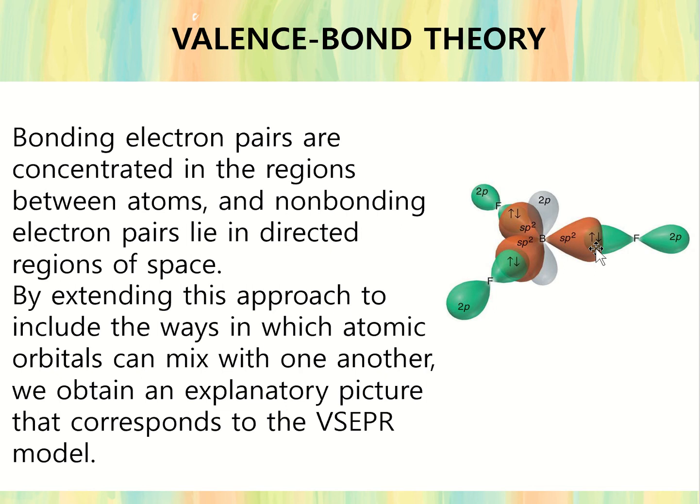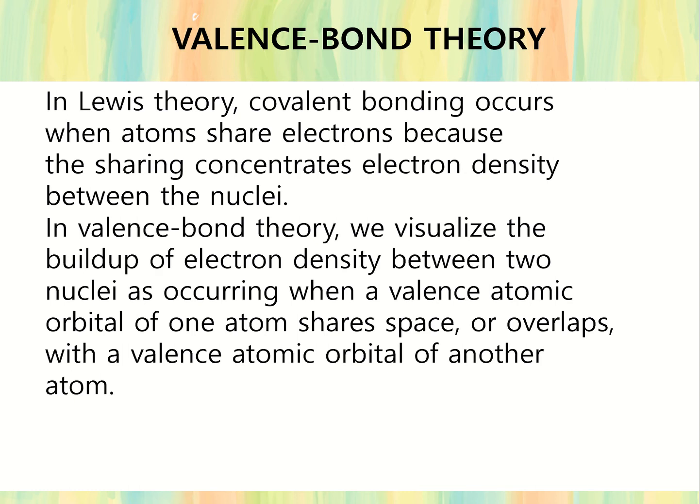Now, by extending this approach to include ways in which the atomic orbitals can mix with one another, and later on we're going to discuss that even further, we obtain an explanatory picture that corresponds to the VSEPR model. So in Lewis theory, covalent bonding occurs when atoms share electrons because the sharing concentrates electron density between the nuclei, as we just saw, right?